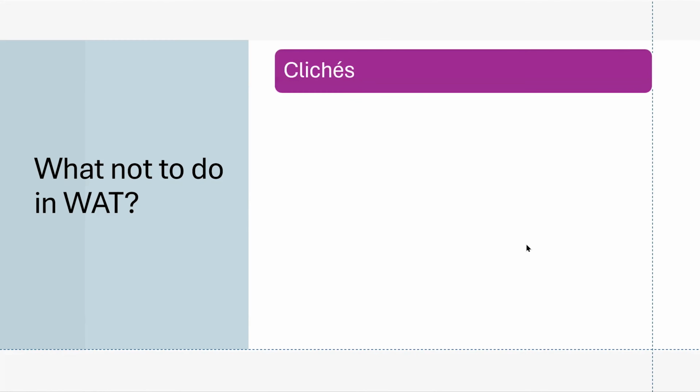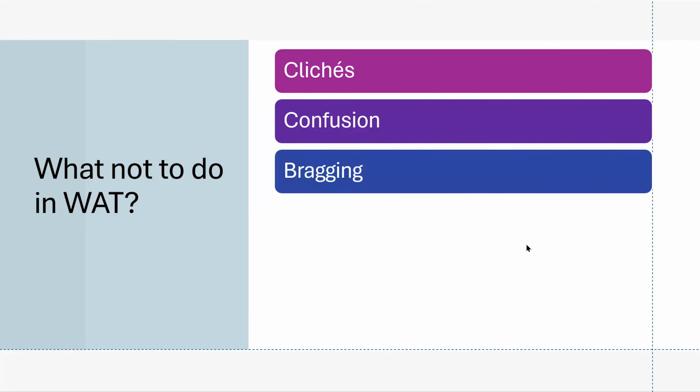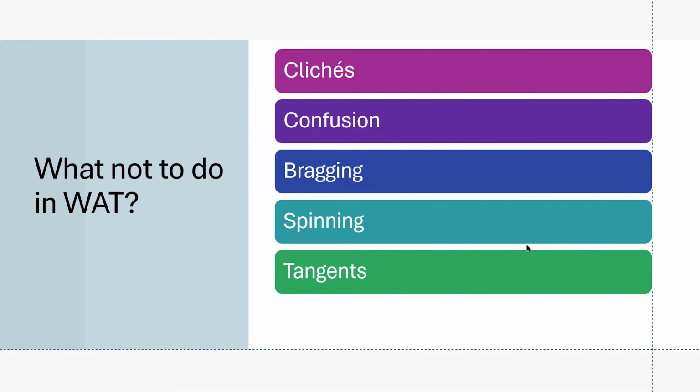So, what not to do in WAT? Clichés. Avoid phrases like mind-blowing, unforgettable experience. They're not very original. Confusion. Get straight to the point instead of beating around the bush. Bragging or arrogance. Simply throwing facts to show your knowledge doesn't help. Spinning. Avoid trying to sound smart with words you barely understand. Tangents. Try not to digress from the topic.